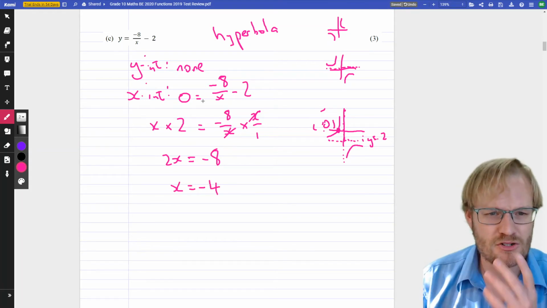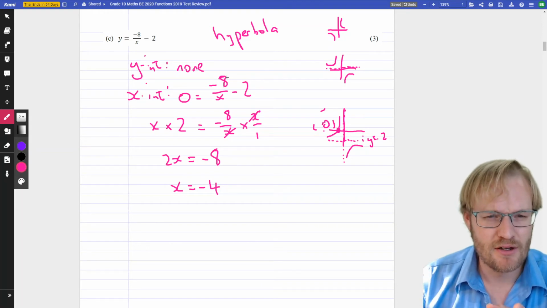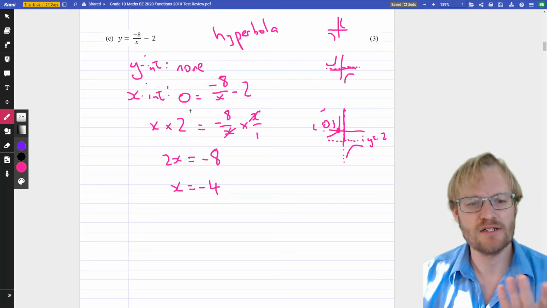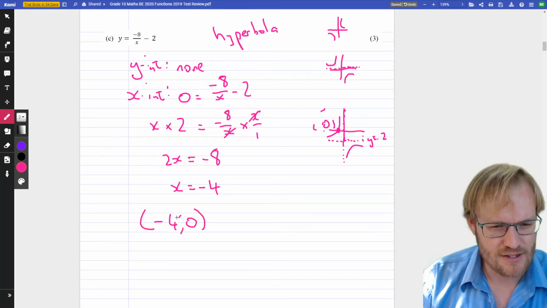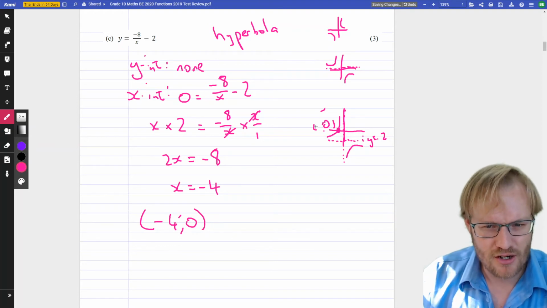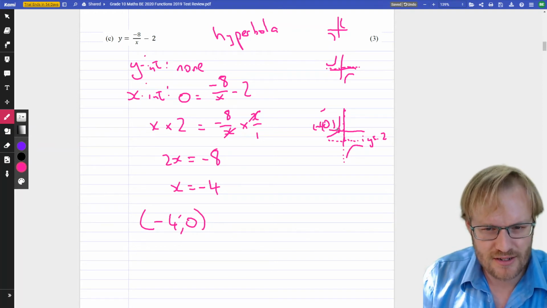Let's just check it from the original equation. Negative 8 divided by negative 4 is 2. 2 minus 2 is 0. So it works. So therefore, minus 4, 0. Does it match our rough sketch? Yeah, minus 4, 0. It is a negative x.